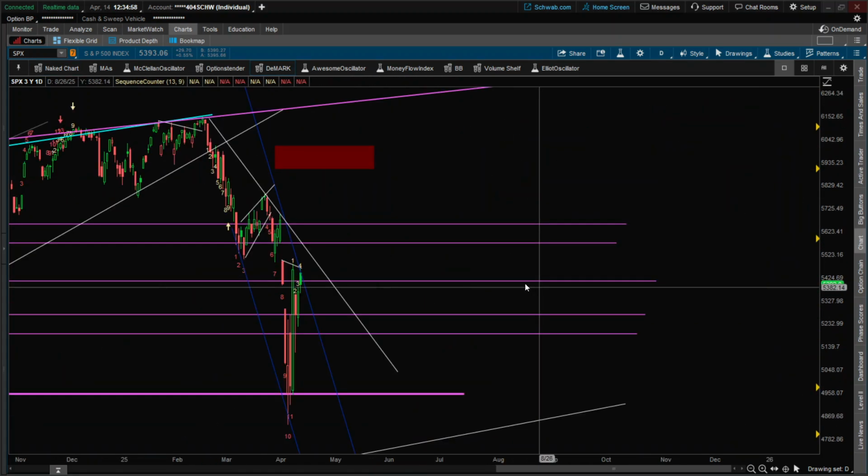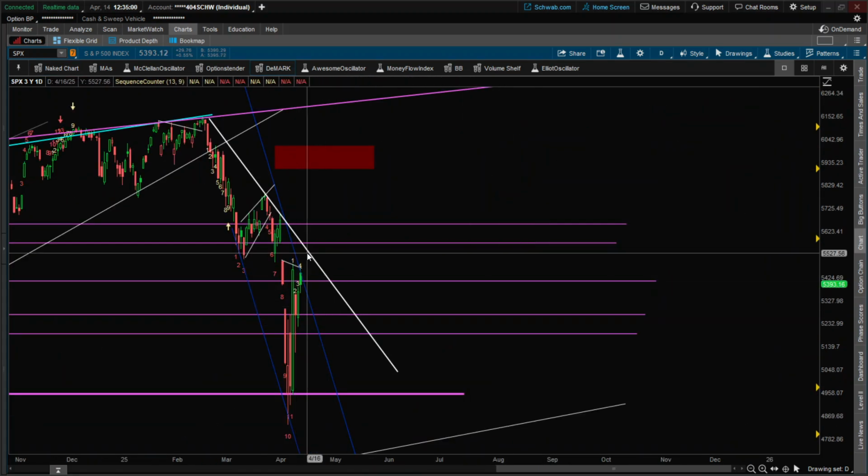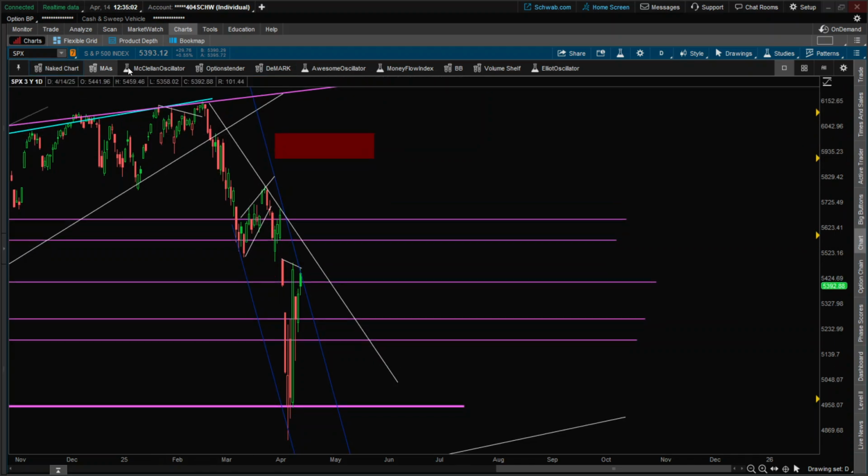DeMark, what's happening here? We got a 4 count so far. Nothing to see. Money flow index, we'll do that on SPY. Let's go over there.